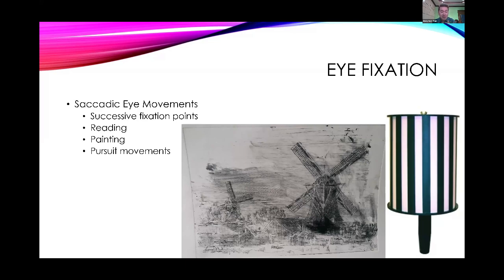Pursuit movement, especially in animals, like they have an object in pursuit. Okay? So meron silang hinahabol na object. Saccadic eye movement. Okay?